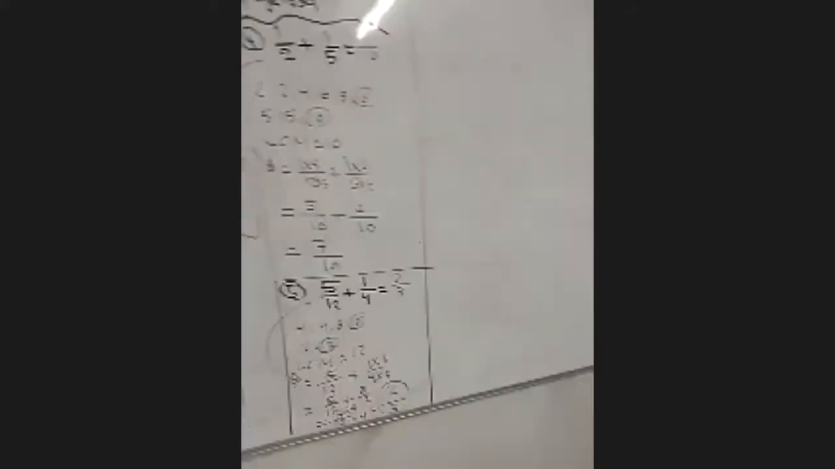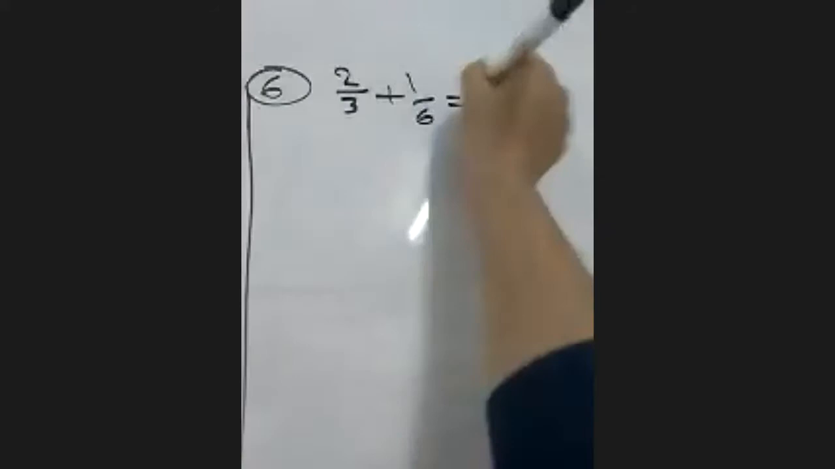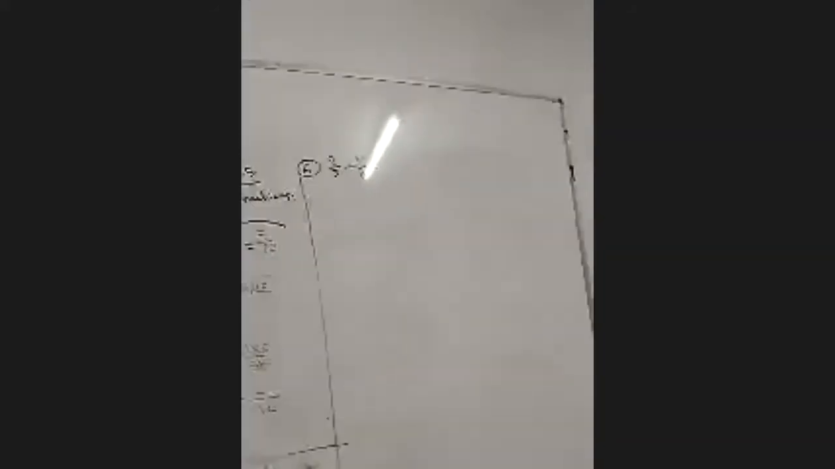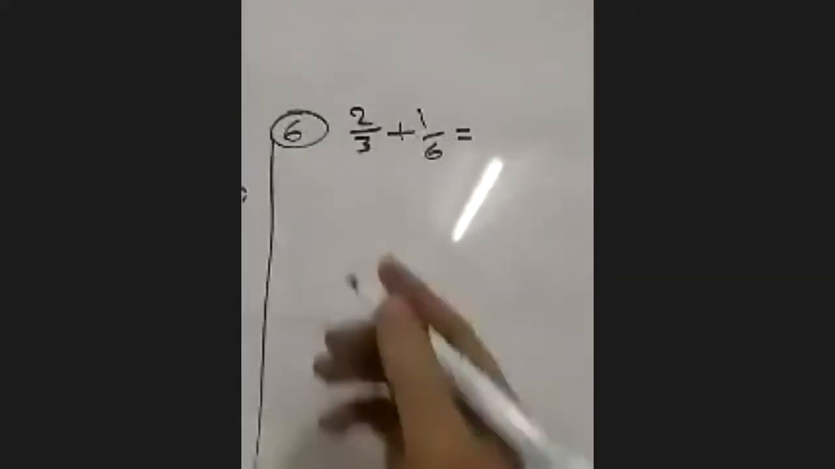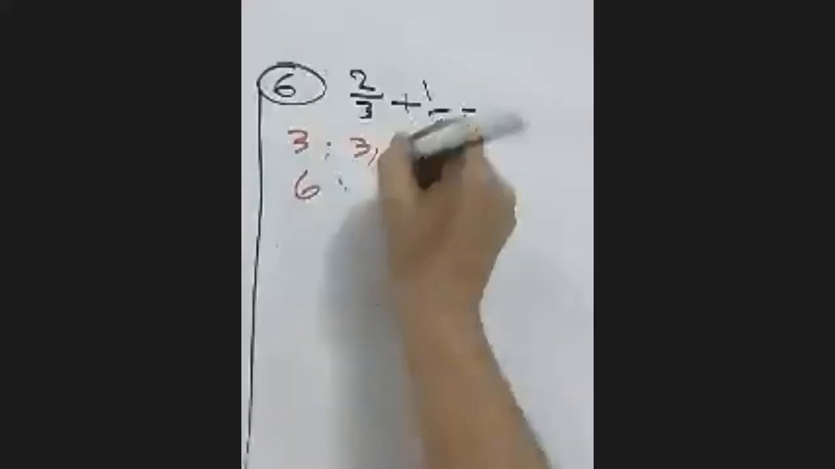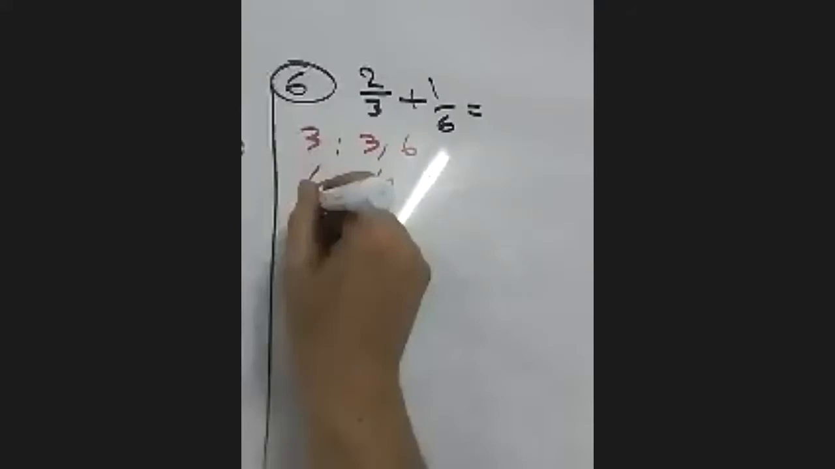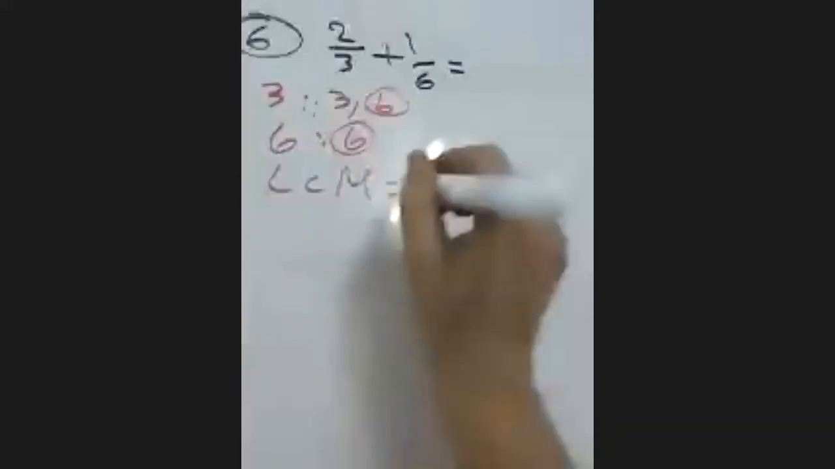Ziyad. Yeah, Mister. Question 6, we have 2 over 3 plus 1 over 6. Read it. 2 over 3 plus 1 over 6. Excellent. Equal. What will we do? We will make the least common multiple for 3 and 6. The 3 is 3 and 6, and the 6 is 6. What's the least common multiple? It is 6.